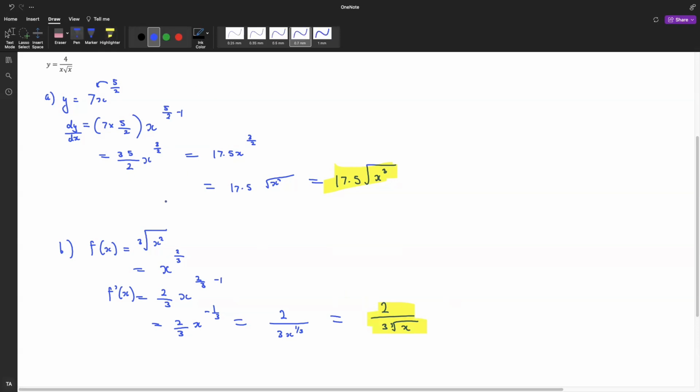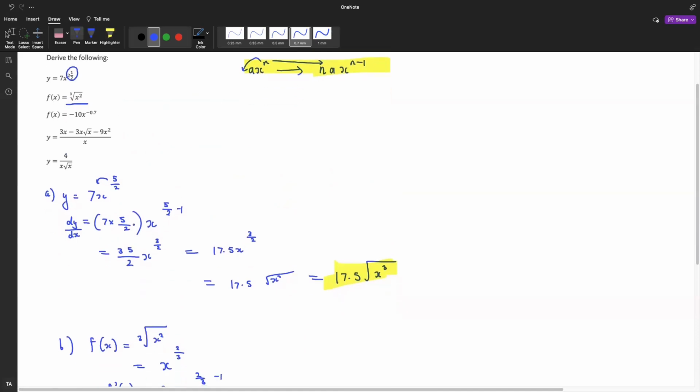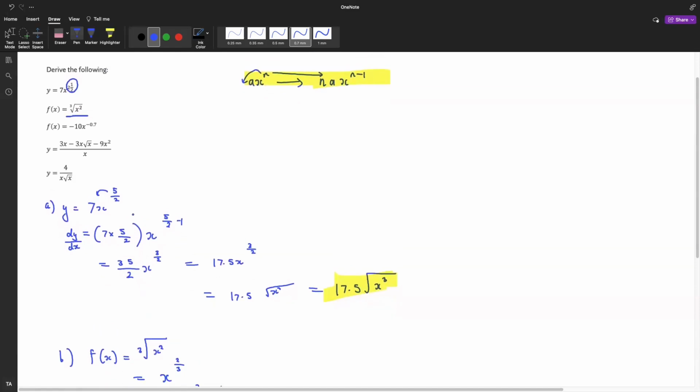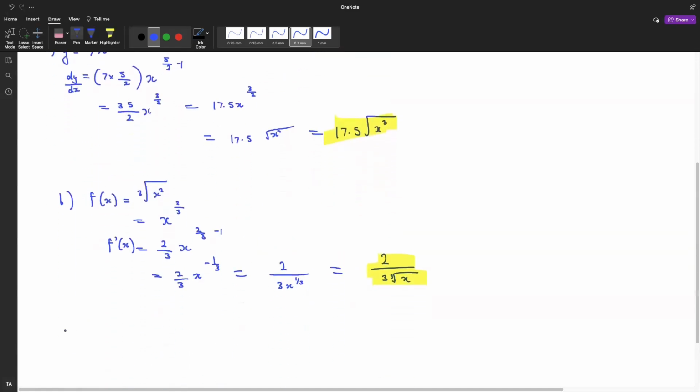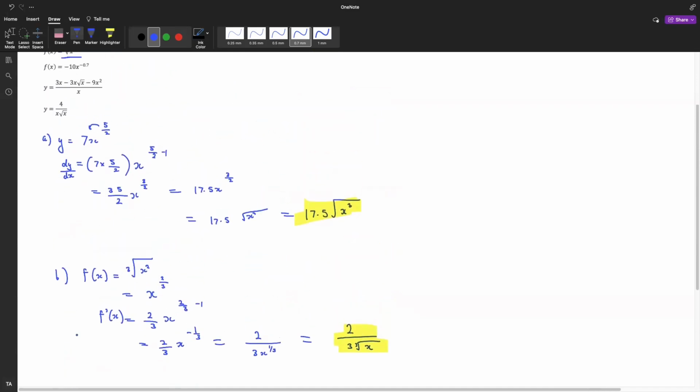Okay, going on to the next question. We have f of x is equal to negative 10x to the power of negative 0.7. So we have no fractions there, we just have decimals, but it's going to be a similar concept. So I'm just going to write this question down again. Over here, well, I could just zoom out a little bit. Still going to have to write it down. Okay.